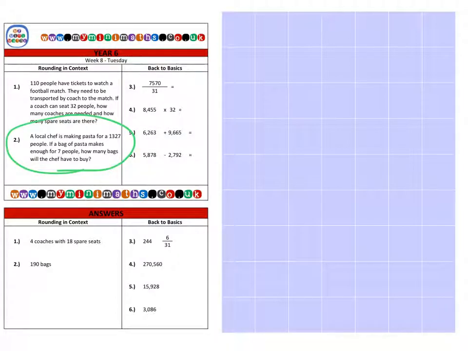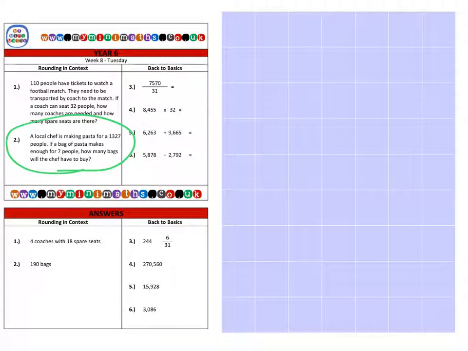So a local chef is making pasta for 1,327 people. If a bag of pasta makes enough for 7 people, how many bags will the chef have to buy? So as with many of these types of questions, these word type questions, we need to identify which operation we need to use to help us actually answer the question.